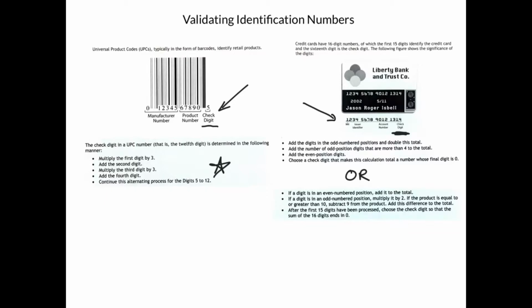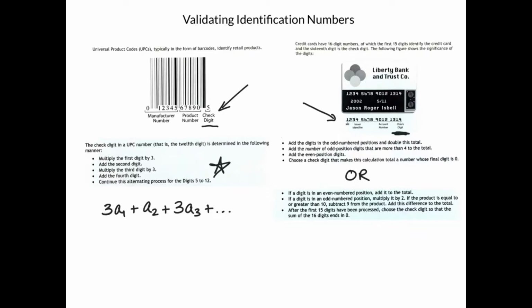So for a UPC, it tells us to take each of these digits and do something in terms of the weighted sum that we're calculating. First direction is to multiply the first digit by 3, then add the second digit, multiply the third digit by 3, add the fourth digit. Continue this alternating process for digits 5 through 12. Well, there's only 12 numbers. So quite simply, the process is 3 times the first digit plus the second digit plus 3 times the third digit, and then so on, all the way until you get to the last digit called the check digit.